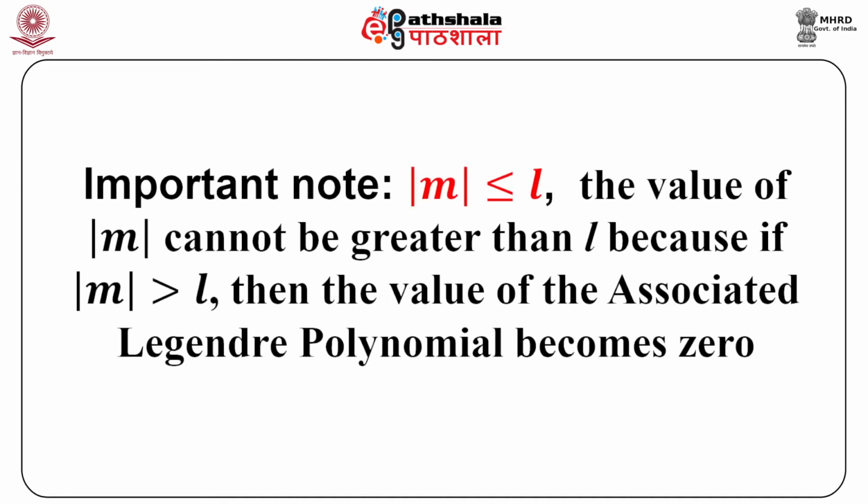One needs to remember here that one of the conditions is that the absolute value of m has to be less than or equal to L. That means the value of absolute m cannot be greater than L. Why should it be so? Because you can see that if absolute m is greater than L, then the value of the associated Legendre's polynomial will become 0.